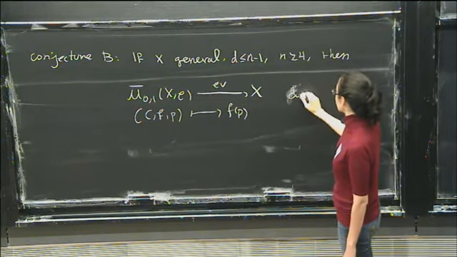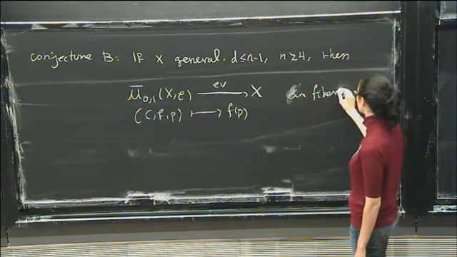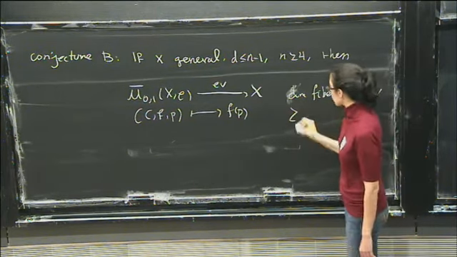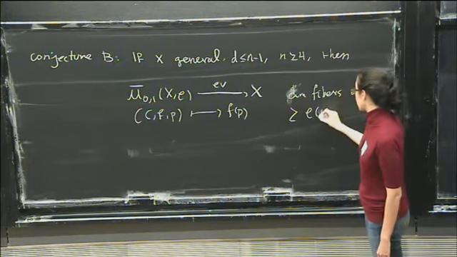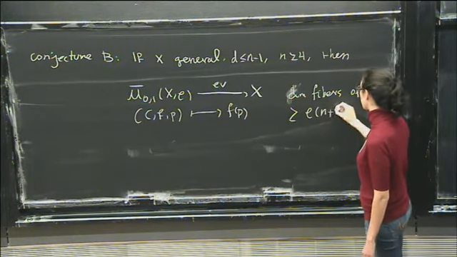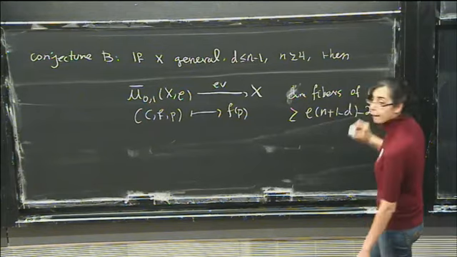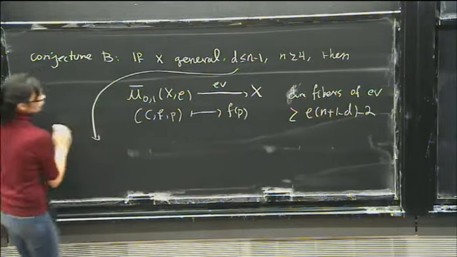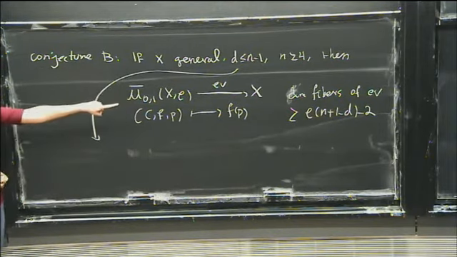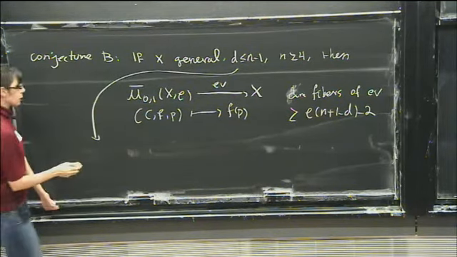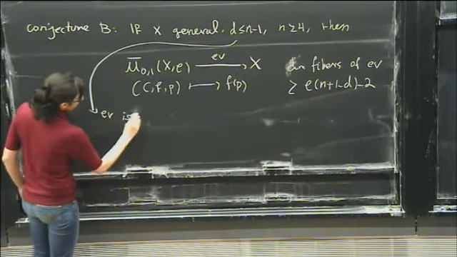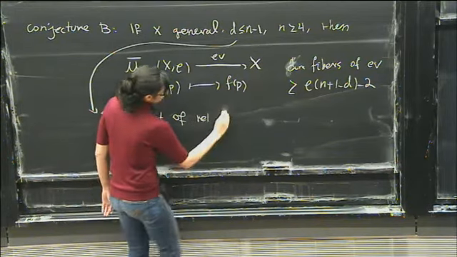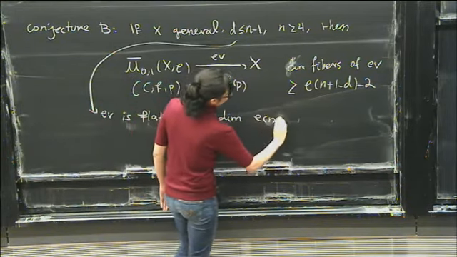the dimension of the fibers, there is an expected dimension, and the dimension is always greater than or equal to the expected. The expected dimension is E times (n+1-D) minus 2. Okay? And the conjecture says that if X is general, then the fibers are always of the expected dimension. So this is flat of relative dimension E(n+1-D) minus 2.